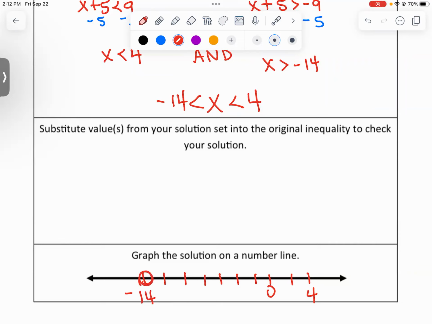Okay, so we have greater than -14, but less than 4. So here is what our graph would look like.